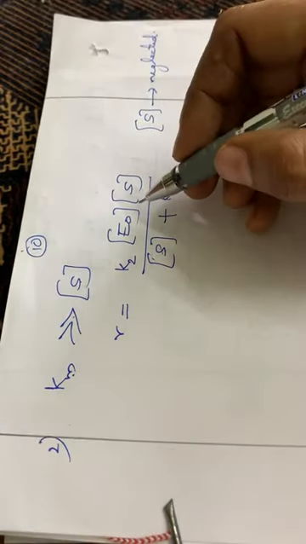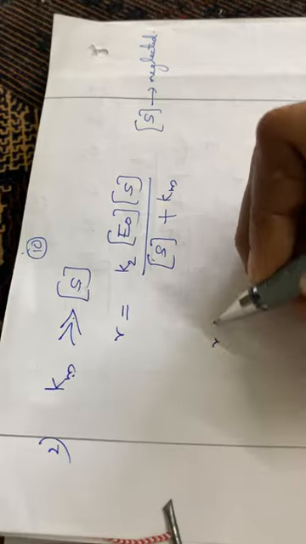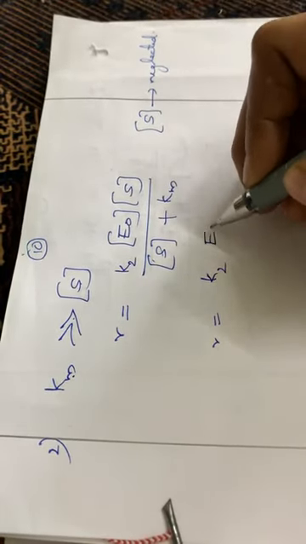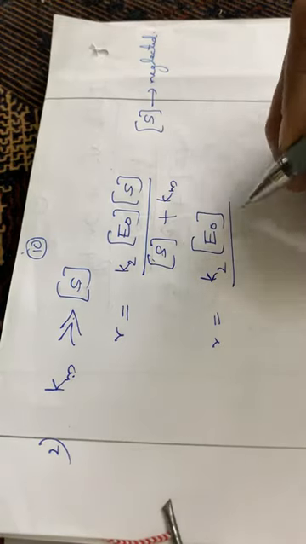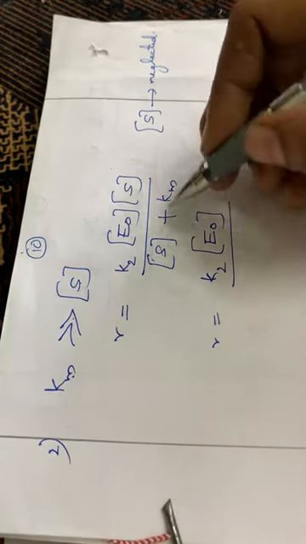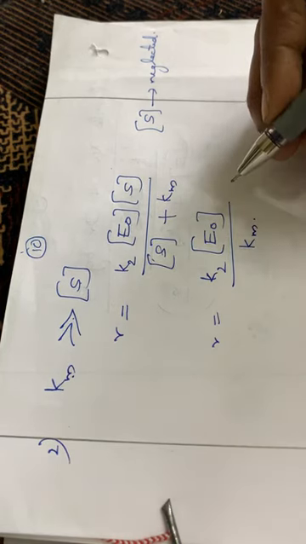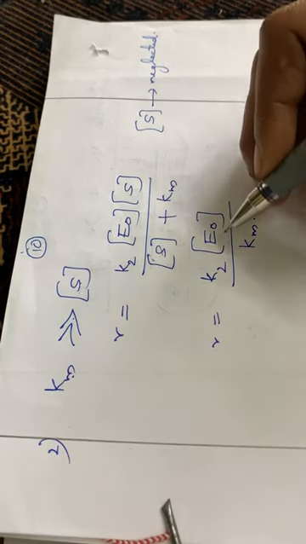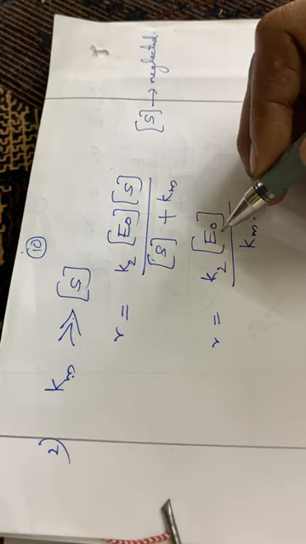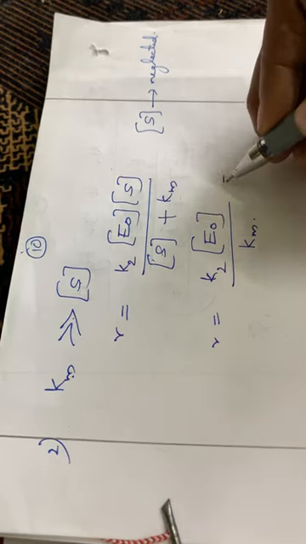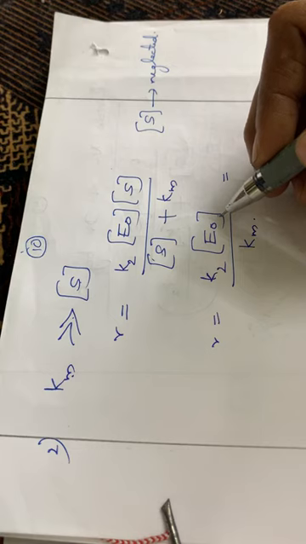S can be neglected. So we can rewrite this equation as R is equal to K2 into concentration of E0 divided by, S can be neglected again, so that will be equal to Km. So K2 into E0 divided by Km. So again, what is K2 into E0?